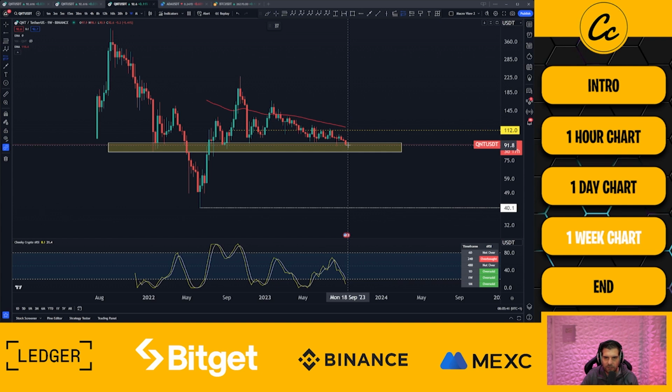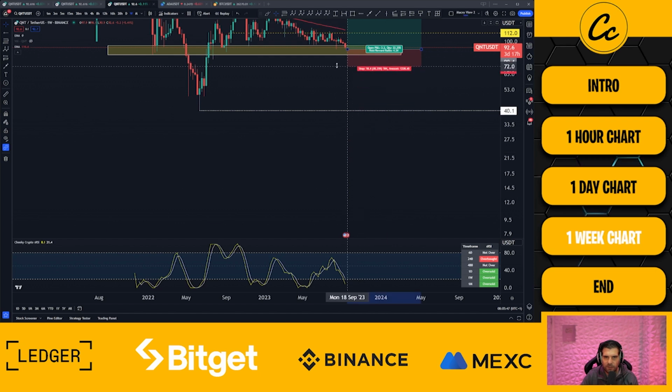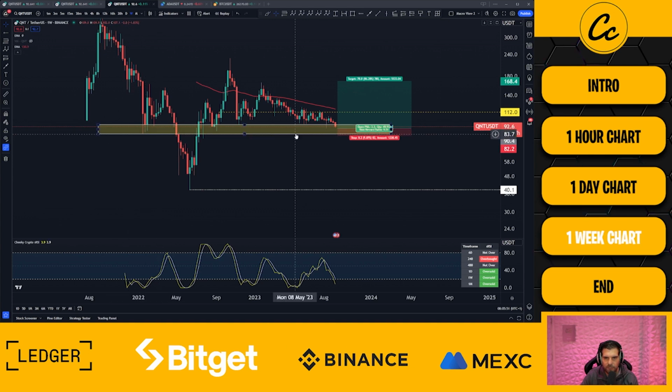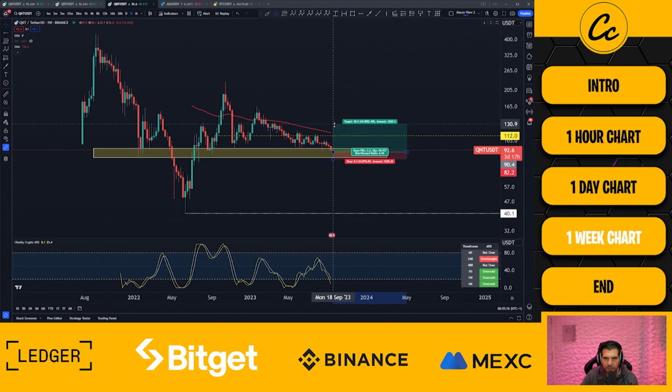I would basically be looking at around that kind of $90 for a long position, and I would put my stop loss below this area here for the support. So that would essentially be approximately $82. And then I would be looking to go long, and I'll be looking at the next area of major support and resistance, which will put me right about $126. And I would be looking at this.